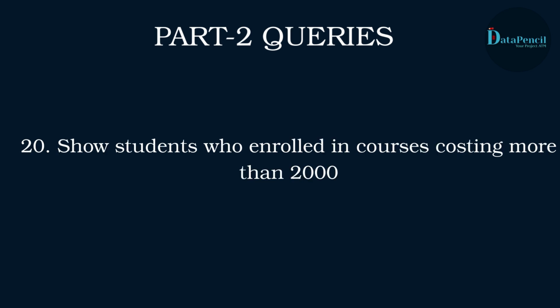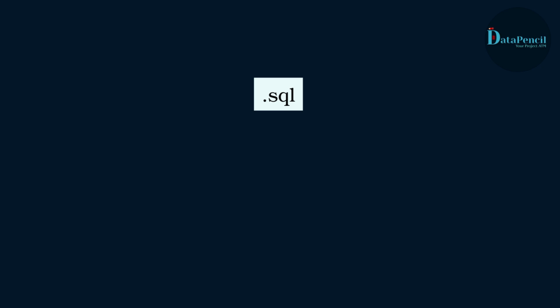And the last query, show students who enrolled in courses costing more than 2000. So as you all know, submission should be in .sql format.